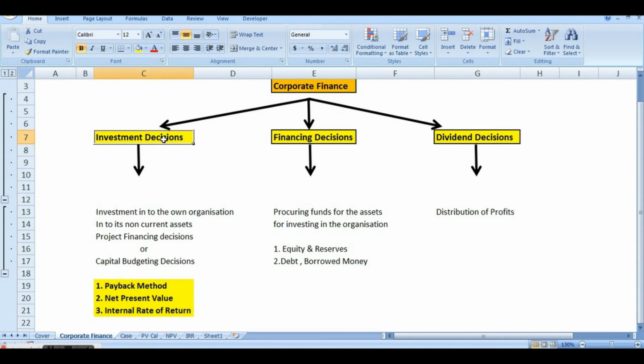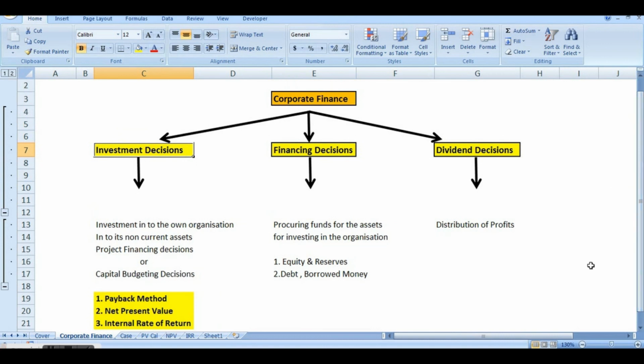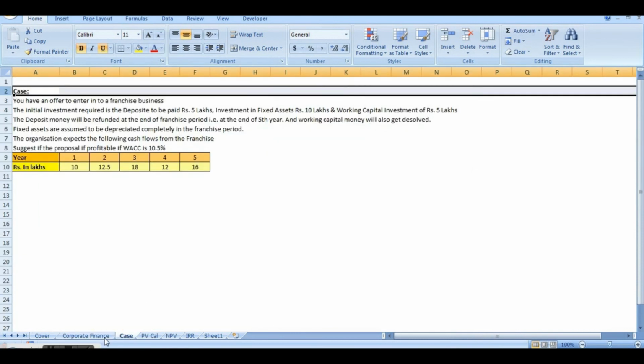There is one more decision which is part of the investment decision, that is the working capital decision, which relates to the working capital of the organization, but we will study some part of it under ratio analysis. As of now, we will only study the meaning of corporate finance and what project financing basically means. And for a better understanding, we will try to study a small case in the upcoming sessions.